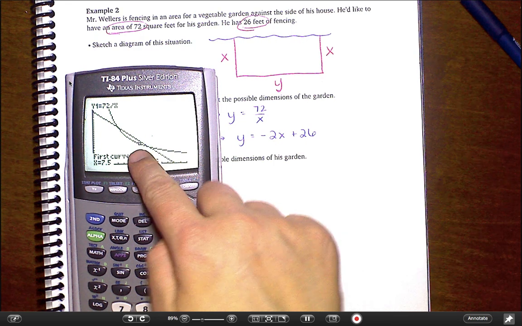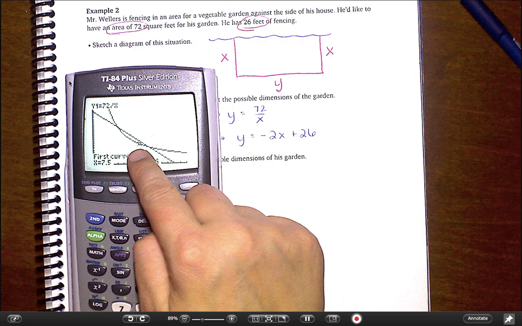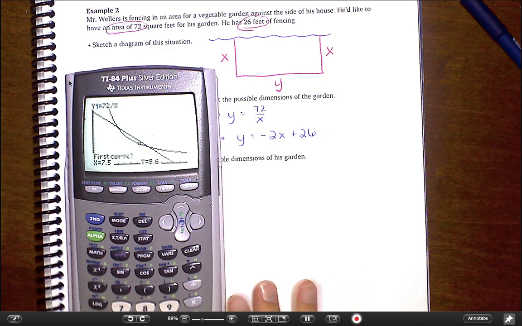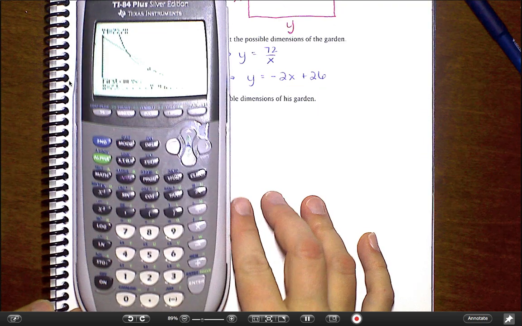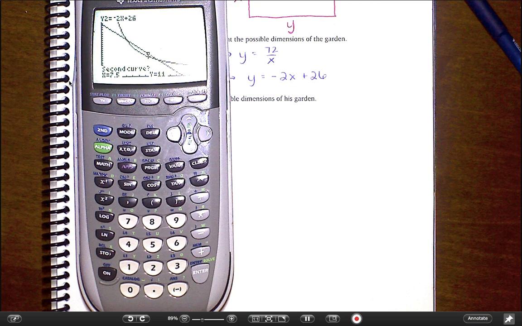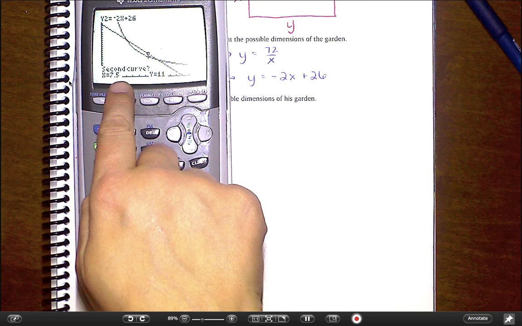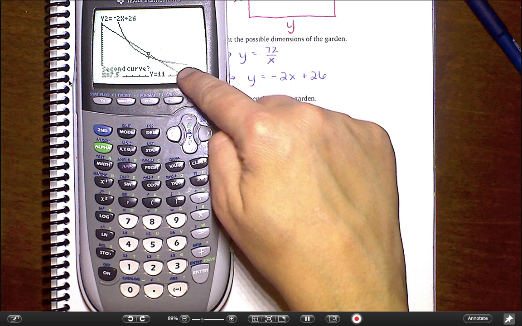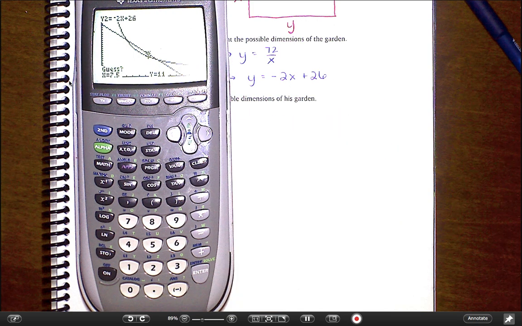Now, you'll see my cursor's blinking on one of the two lines. Mine's right now blinking on this first one, and it says first curve with a question mark. Let me move this up so you can see what I'm doing. And so I'm just going to hit enter to confirm that that's the first curve. And then it says second curve, and it's jumped to that other line that's drawn there. So I'm going to hit enter again to confirm.